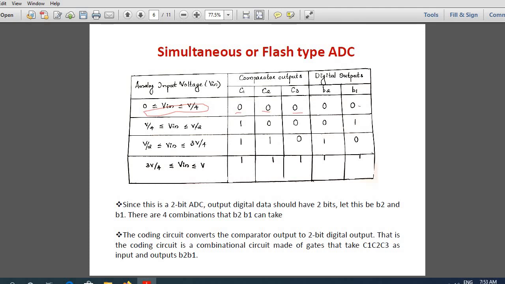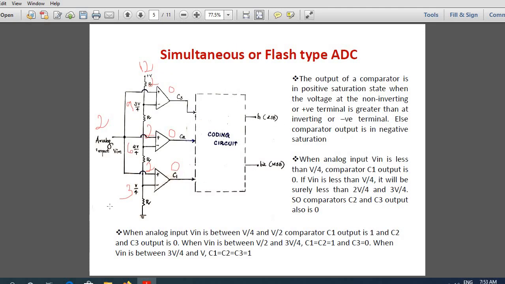Now, the next case: what is the next reference voltage? After V by 4, it is 2V by 4 or V by 2. Assume that your applied analog voltage is between V by 4 and 2V by 4. Say it is 4 volt.